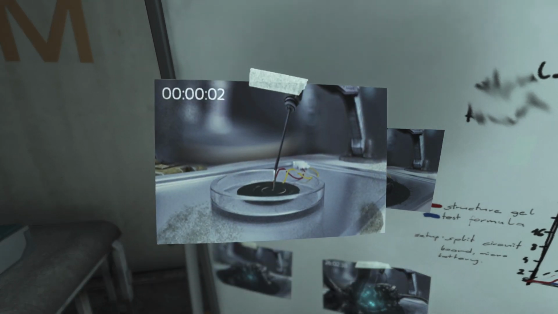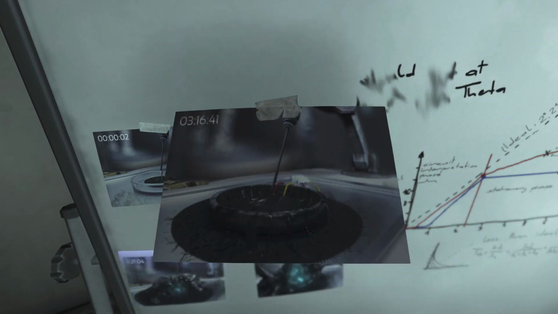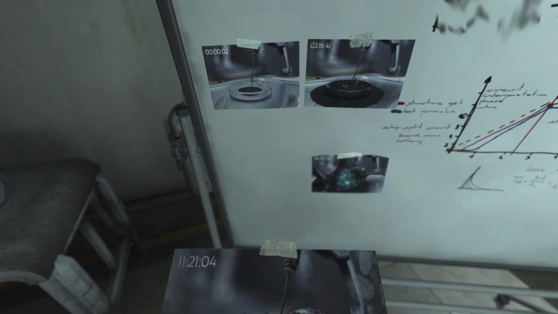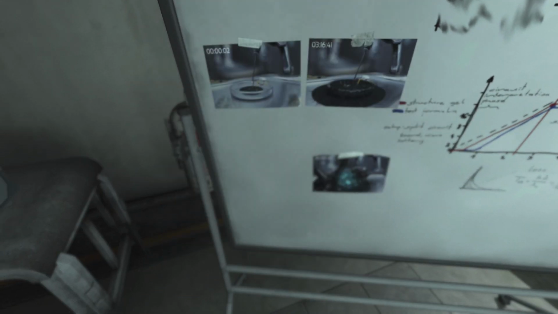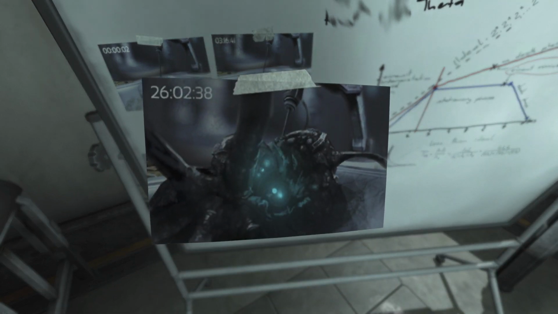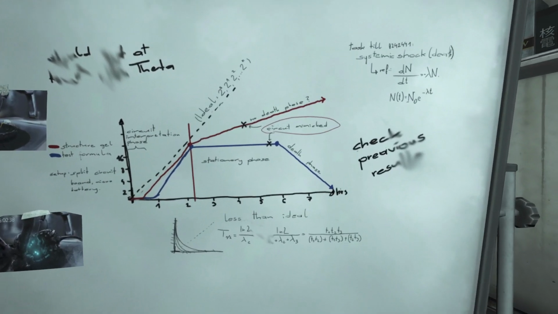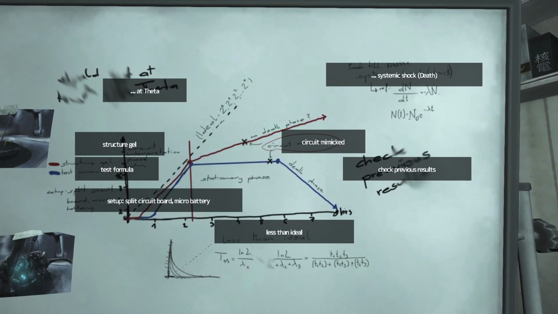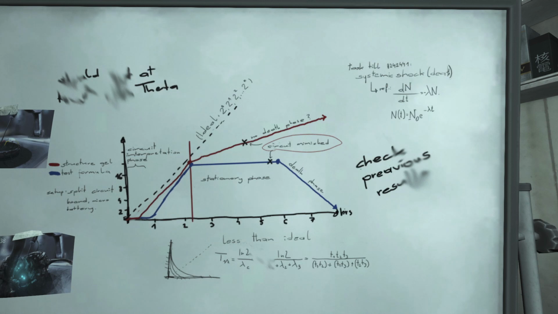Observations. 3 minutes, 11 minutes, 26 minutes. Data structure Dell test setup, split circuit board and micro battery. Less than ideal. Circuit mimic, check previous results, systemic shock, death.